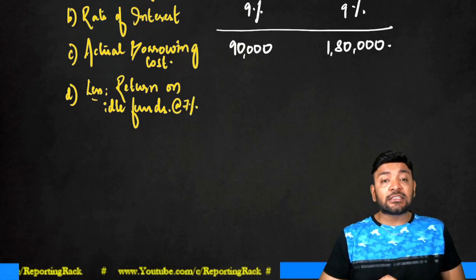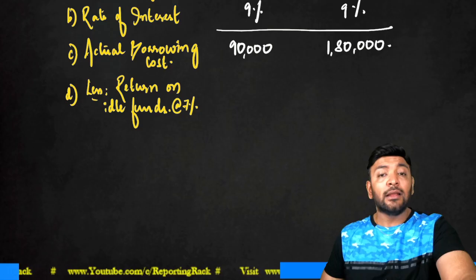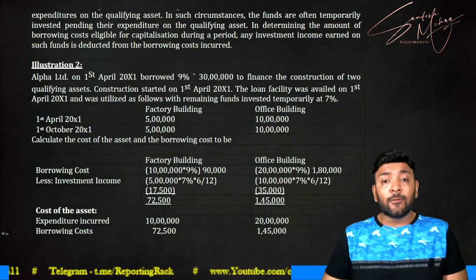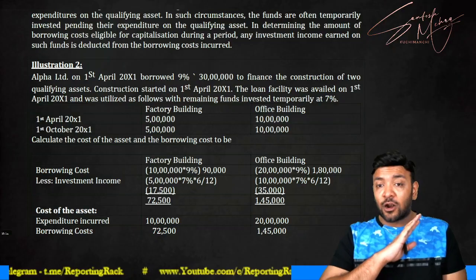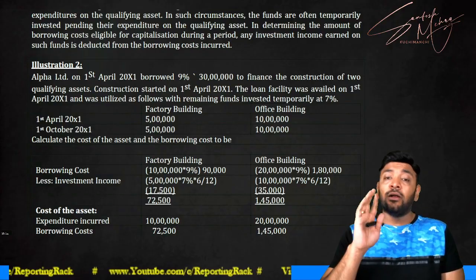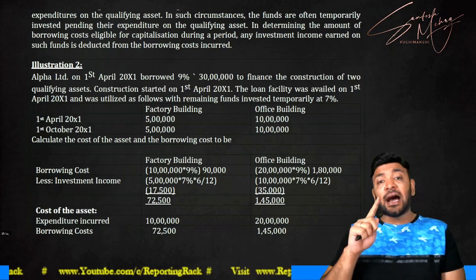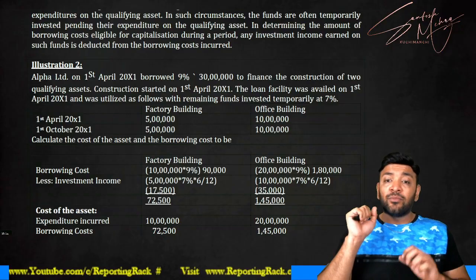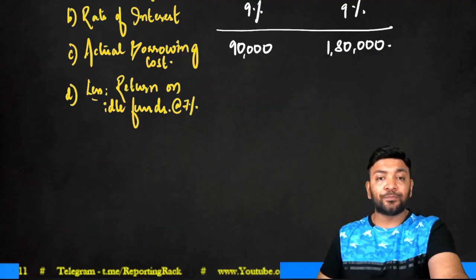How many months were the funds idle? If you look at the question, the first tranche of investment was spent on 1st April. The second tranche of investment was spent on 1st of October. How much amount was spent? Factory building, out of 10 lakh of borrowing, 5 lakhs was spent on 1st April, so the funds were not idle. The funds which were idle were those invested on 1st October, which is 5 lakhs. Office building, 10 lakhs is spent at the beginning itself. The other 10 lakhs is spent only on 1st October, which were idle until 1st October, that is for a period of 6 months. So calculate 7% rate of interest on this.